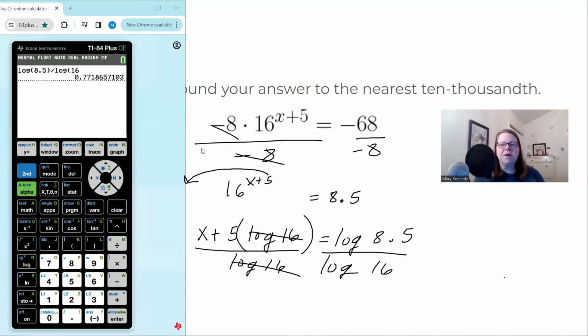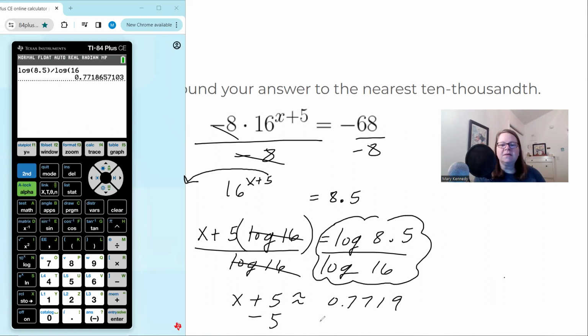So let's think about over here. We've got x plus 5 left on the left side. And then the right side is approximately, so I'm going to put about 0.7719, right? That's what this is equal to. And then the last thing is just to subtract both sides by 5. And so I'm going to go over here and do -5. And I get about -4.2281, which is my solution.